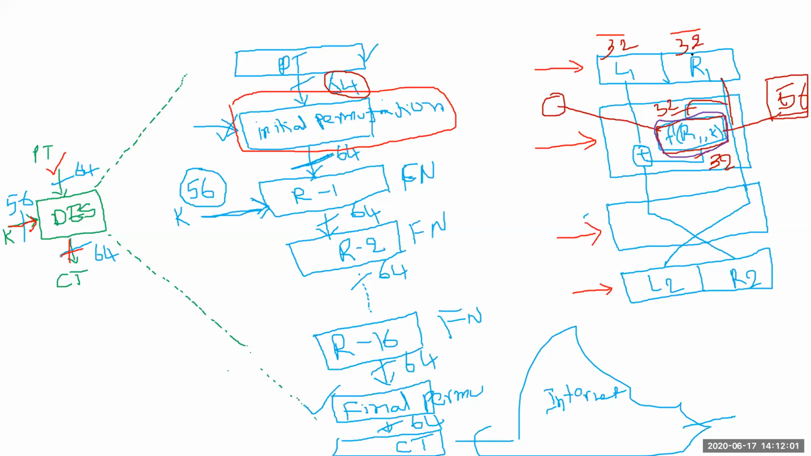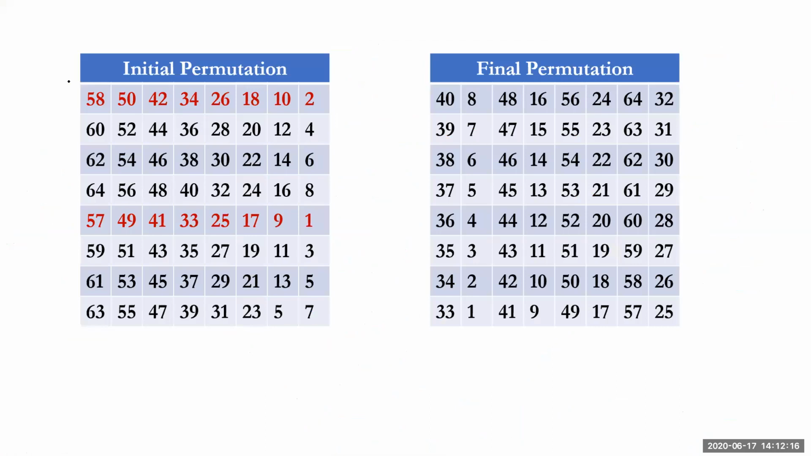So let us go ahead and check the first point of the DES algorithm, the initial permutation, and what is the importance of the final permutation. Let us have a look here. These are the initial and final permutations.